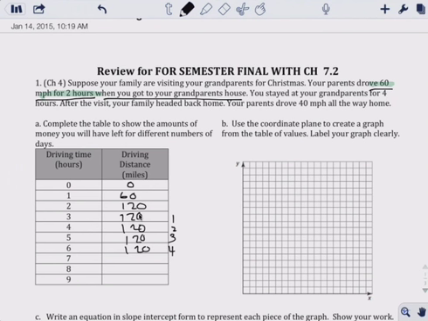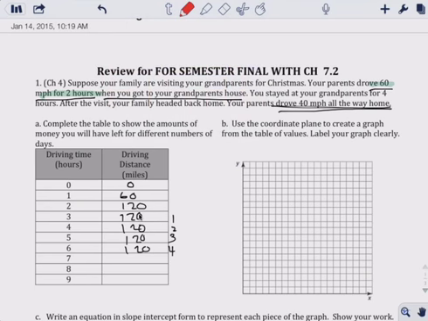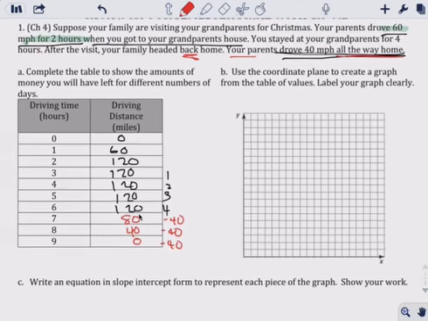After the visit, your family heads back home. Your parents drove 40 miles per hour all the way home. We want to subtract 40, we're driving back. Back is a minus, so you start minusing 40 here. Minus 40, you get 80, minus another 40, you get 40, minus another 40, you get 0. So you get home in 9 hours.